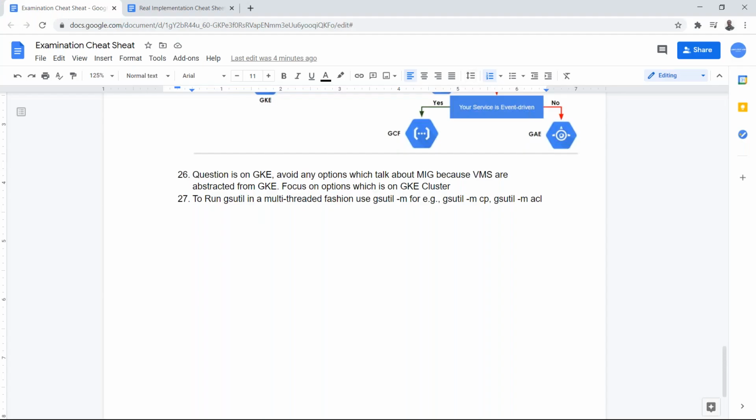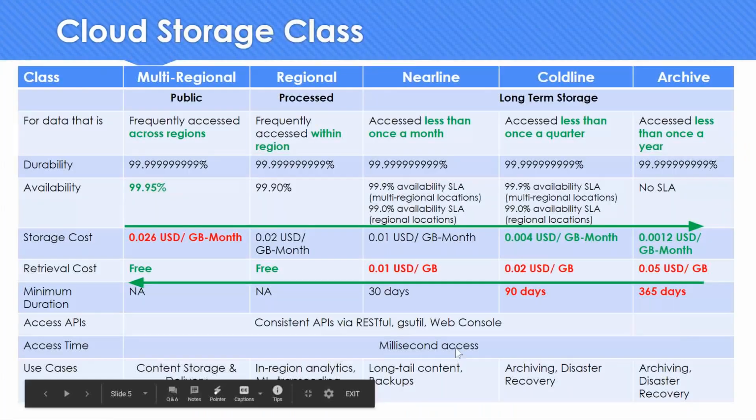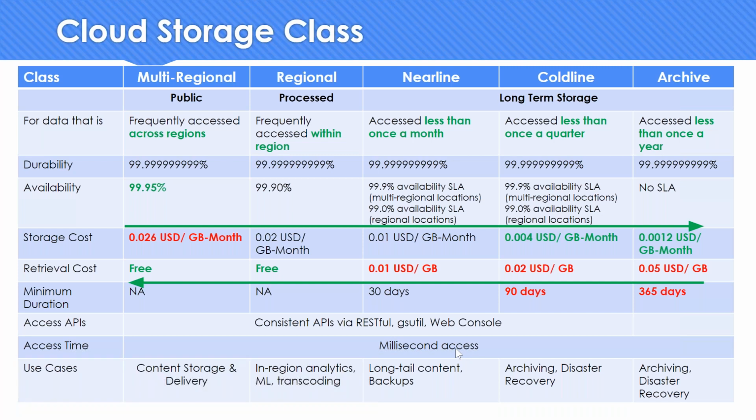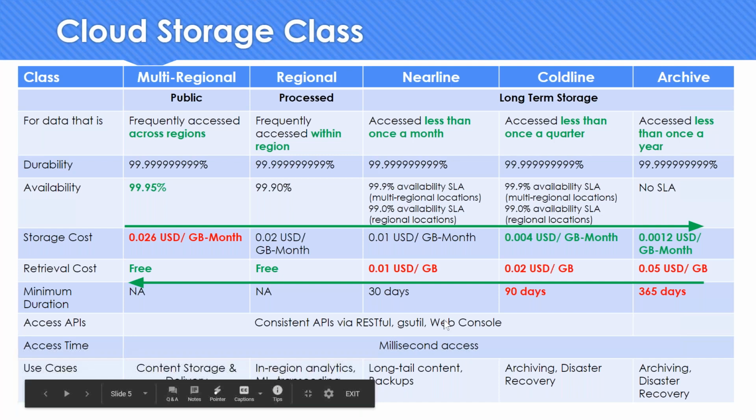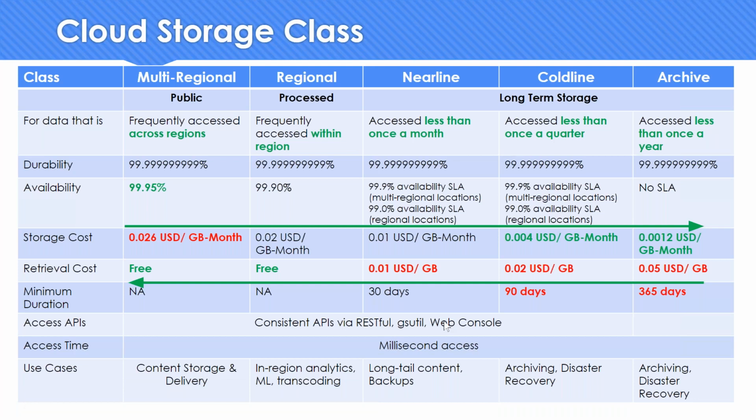The access time is always in milliseconds, and you can see it is very quick. It's not slow when it is archive. It is not super fast when it is multi-regional. So that is the main message, and everything you are able to access using a single API itself, gsutil, or the same console. The REST API is also going to be the same thing.